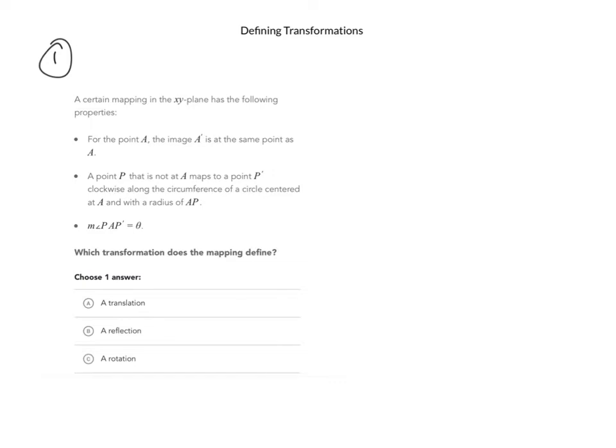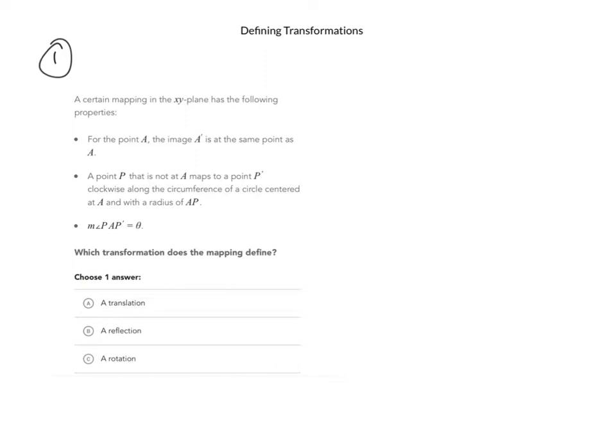So question number 1 says a certain mapping in the xy plane has the following properties. For the point A, the image A prime is the same point as A. So that one so far isn't really going to help us determine translation or reflection or rotation. Well, probably not translation because that's moving left to right, up or down, but it could be a reflection or a rotation, rotation if it's the center.